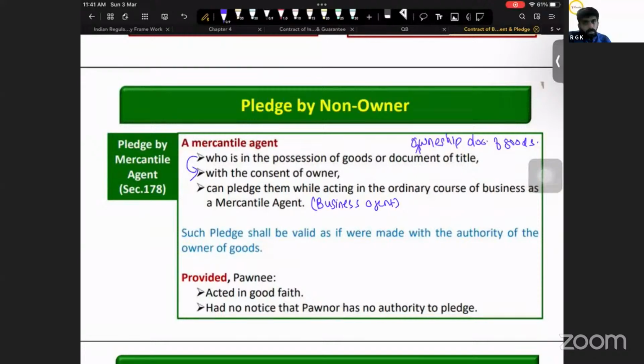This is what the law says, as if it were made with the authority of the owner. But the only thing that is required is the pawnee should act in good faith. Pawnee means the bailee, the person who is giving the loan to me. If he is acting in good faith and has no notice that the owner had no authority to pledge the goods, then it will constitute a valid pledge. In such circumstance, the pledge will be valid.